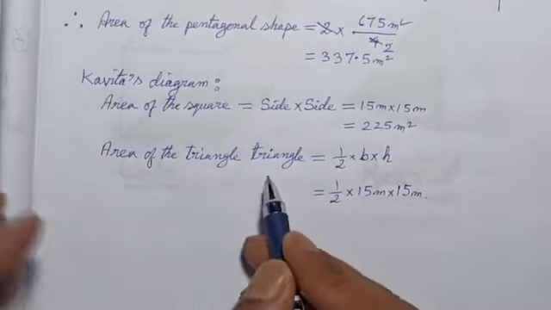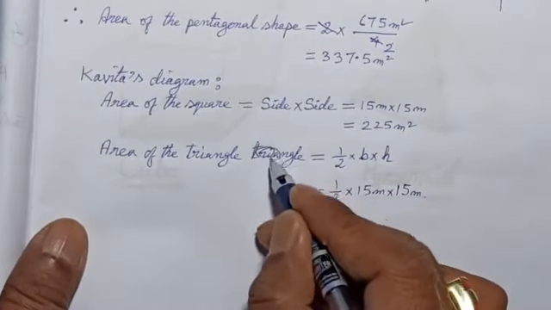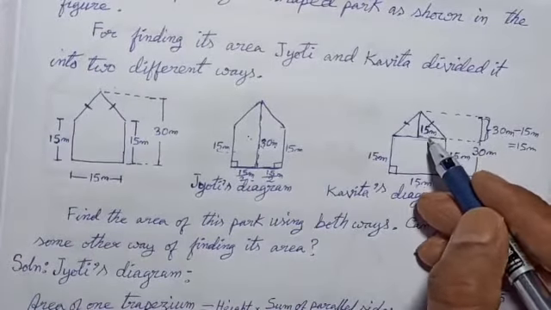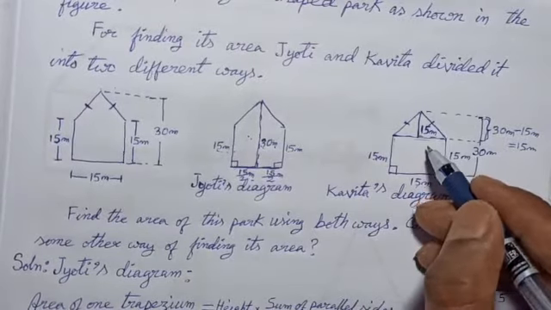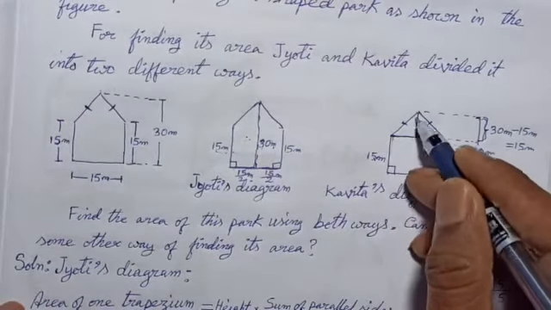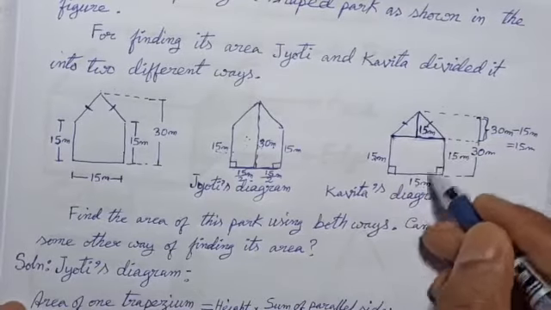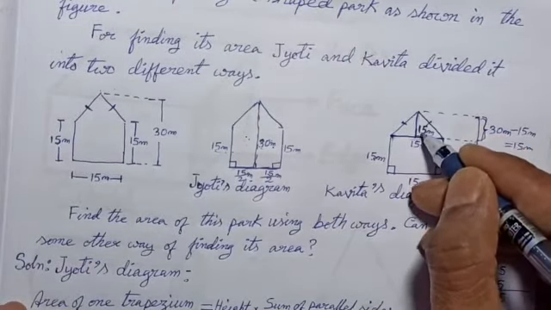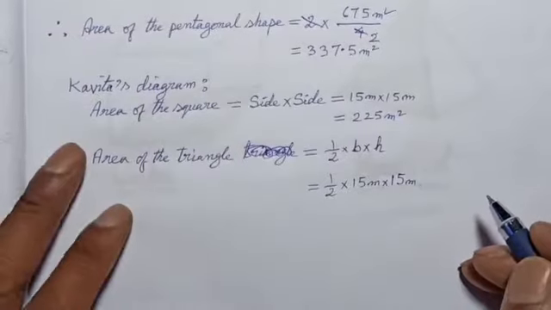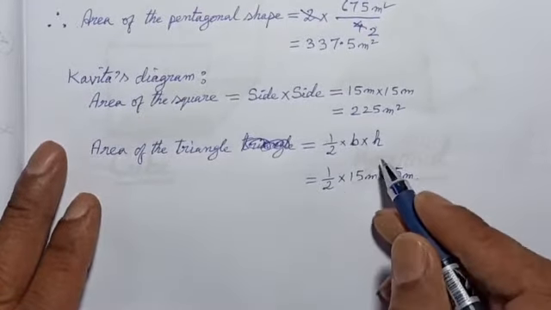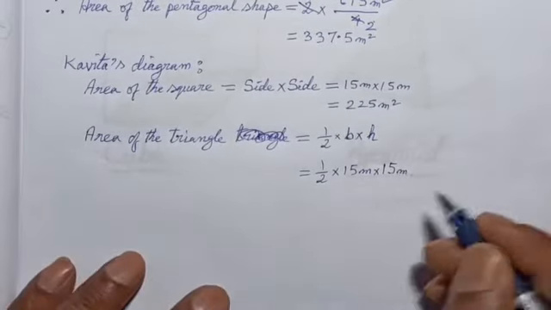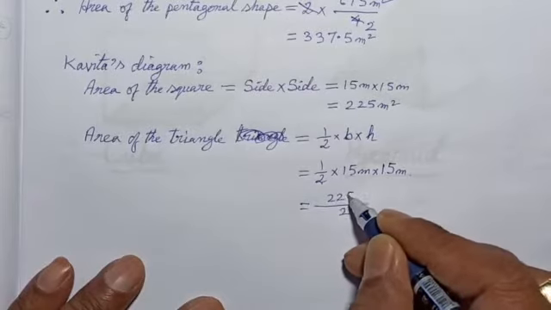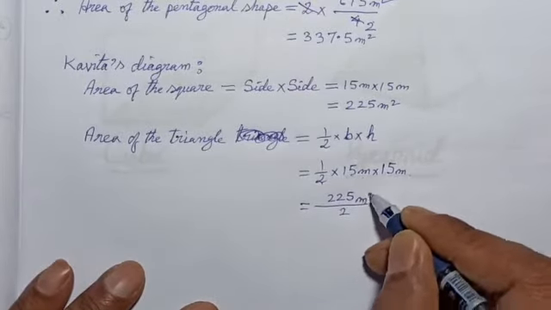Next is area of the triangle. And this is the triangle. We know that the formula to find out area of a triangle is half base into altitude. Here, this side is base and this side is altitude. From here up to there the length is 15 meter, and this altitude also 15 meter. So half, base is 15 meter and altitude is also 15 meter. Now 15 into 15 is 225. Meter into meter is meter square.